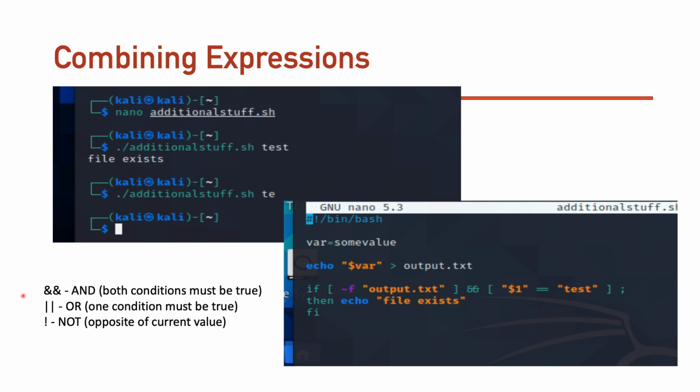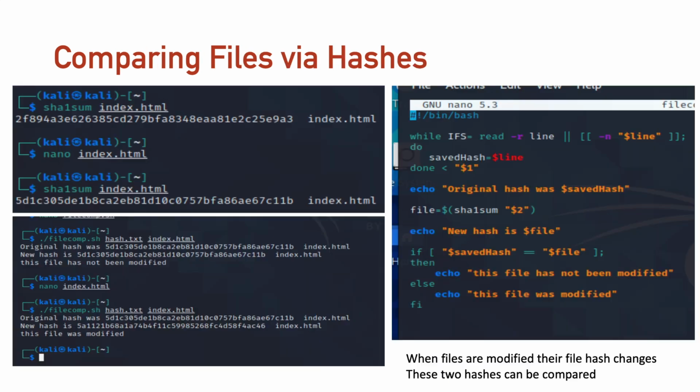If we change that to an or, it would run if either one of them is true, so it would run. And not just does the opposite. So if one part of your condition returns true, it will return false. Kind of more complex things here.